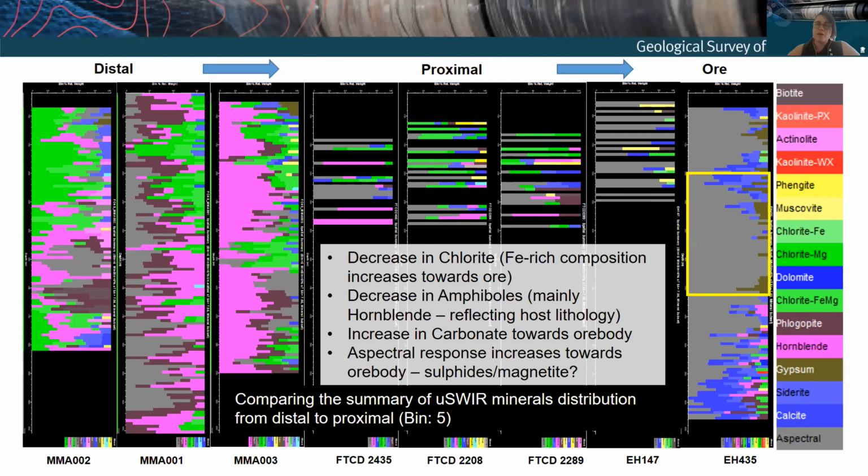And with SWIR data, well, it's really powerful. In these sorts of systems, you find that you get a lot of aspectral response, and this is showing things that the HyLogger can't pick up. So it's predominantly dark minerals or sulfides. Most of that is probably magnetite or sulfides.